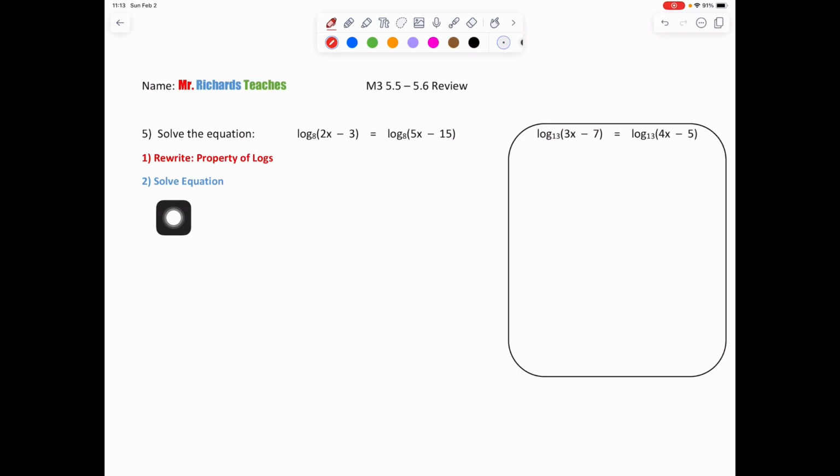Pressing onward to number 5, again, we are solving the equation log base 8 of 2x minus 3 equals log base 8 of 5x minus 15. What did we learn from number 4? Yes, we will rewrite using the property of logs. Do they share the same log base of 8? They sure do. Now pause the video and write down that practice problem.